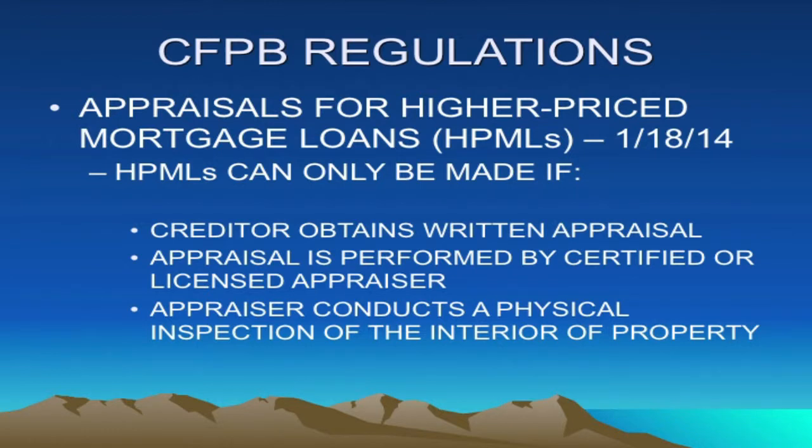Okay, so moving on, let's talk about not nearly as exciting stuff, but some more regulations that have come out of the Consumer Financial Protection Bureau just recently. Appraisals for high-price mortgages, also called HPML, high-price mortgage loans. Again, this doesn't take effect until next January. High-price mortgage loans can only be made if the creditor obtains a written appraisal by a certified licensed appraiser, and the appraiser must conduct a physical inspection of the interior of the property.